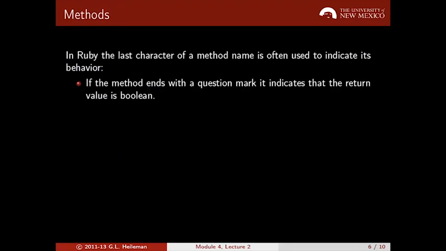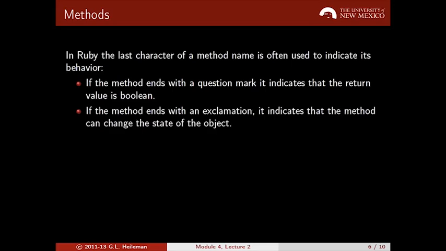Now, it's very common in Ruby to use the last character in a method name to indicate the behavior of that method. So for example, if the method ends in a question mark, it indicates that it returns a Boolean value. If it ends with an exclamation point, that indicates that it's changing the state of that object. I'll show you this in just a moment when we look at the array class.